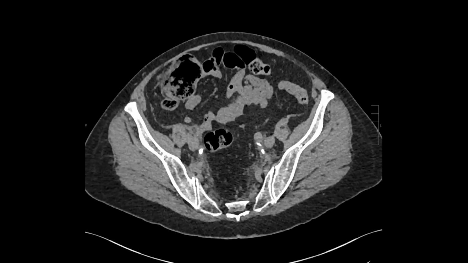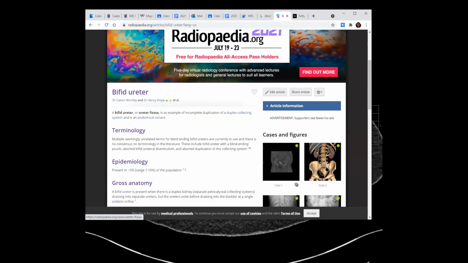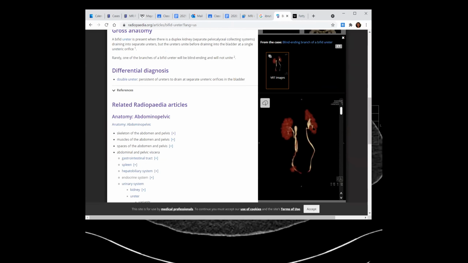So there's a weirdo, can you see my Radiopedia? Yeah. So I think it's this. So on the right, it's a bifid ureter, and one of the ureters is blind ending. And it's inflamed, which explains why this patient has recurrent UTI. So that's what I thought it was.